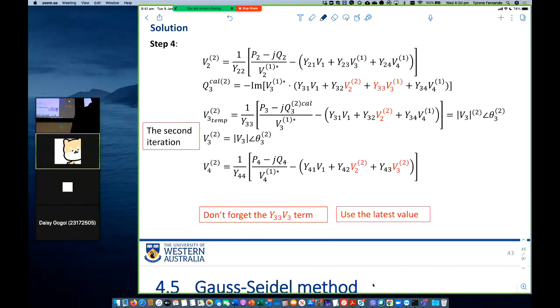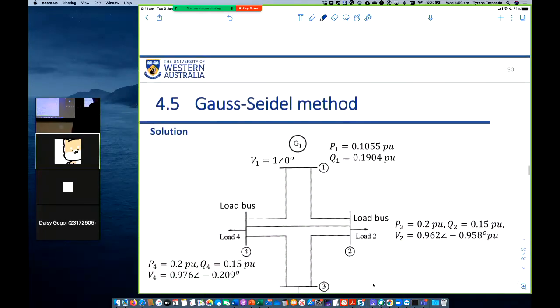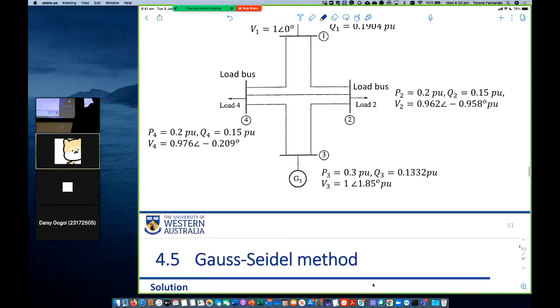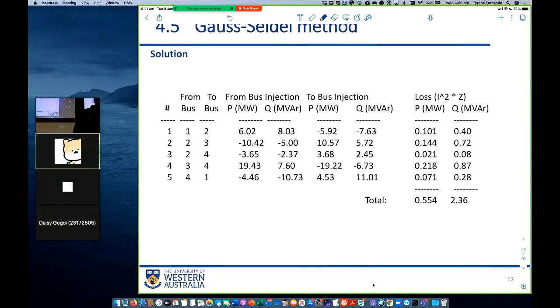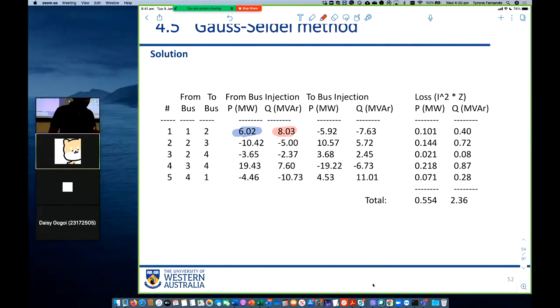No, fine. That's good. Okay, so that's Gauss-Seidel. It's not hard. You can do the numbers, you can go through the iterations, and then you can find all the voltages, magnitudes, and angles for every bus bar. Then, from bus 1 to bus 2, you can calculate the power that flows, which is this guy here. You can calculate the reactive power that flows from bus 1 to bus 2.